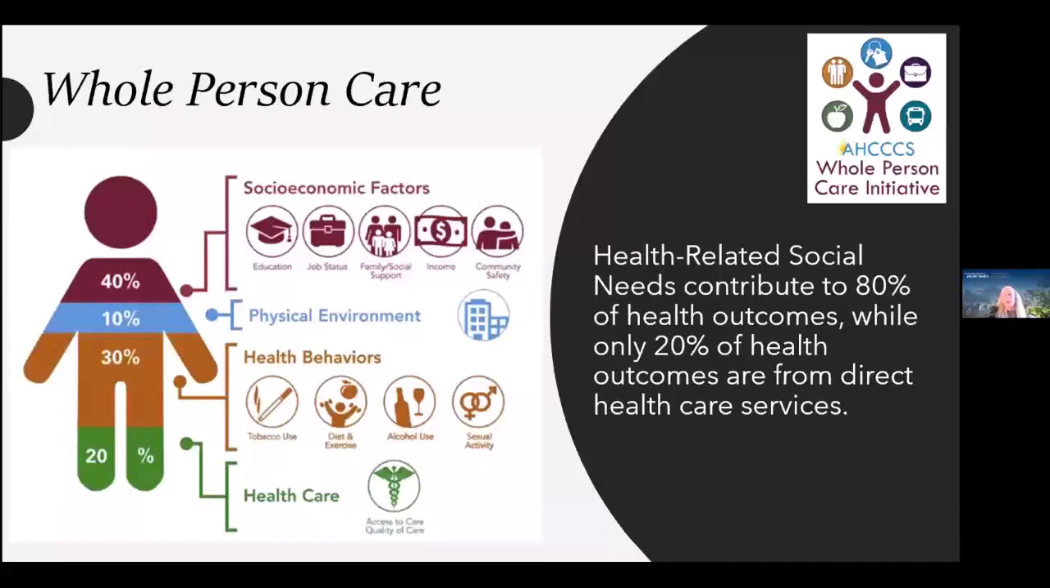So just another example, whole person care is really the idea of applying an eco-social model to healthcare practice. This figure is from the Whole Healthcare Initiative. And I think it really drives home this idea that for healthcare practitioners, healthcare only contributes, by their estimation, about 20% to the variability in healthcare outcomes. The other 80% is from social, behavioral, and environmental drivers.